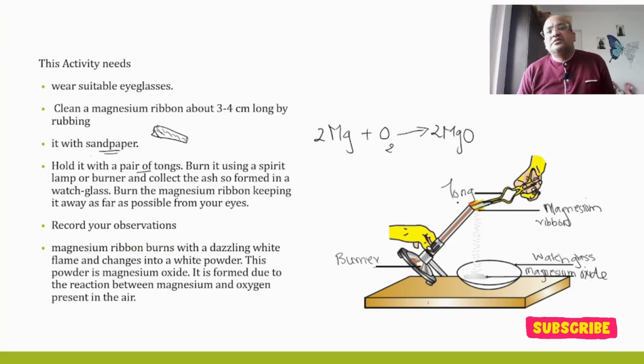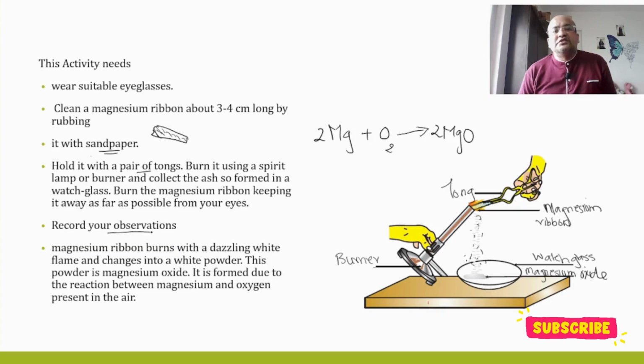Burn it using a spirit lamp or a burner, right? And you need to collect the ash, okay? Collect the ash like this in a watch glass. Here I have placed a watch glass, collect it. Burn the magnesium ribbon, keeping it away from your eyes, right? Okay, so take that precaution.